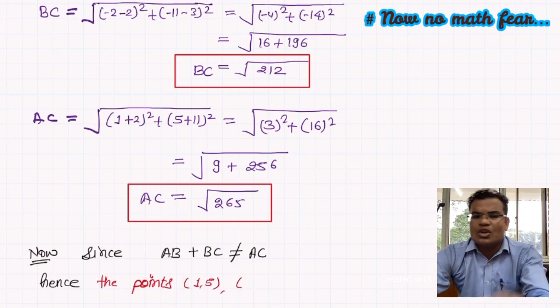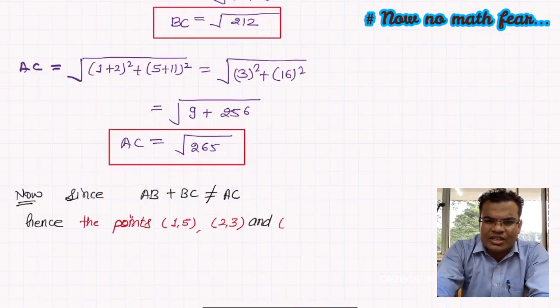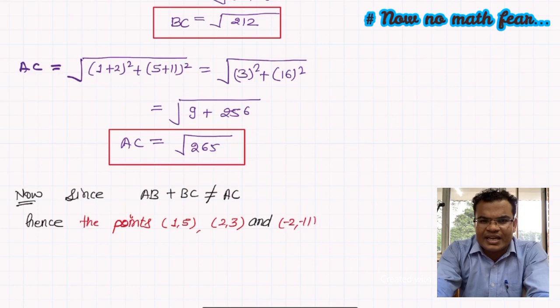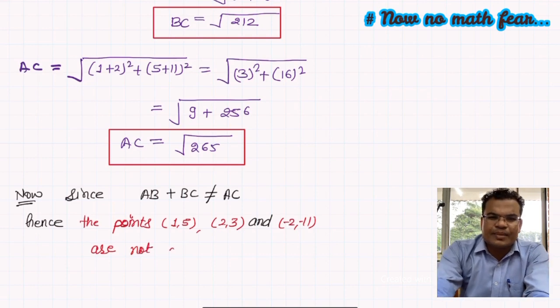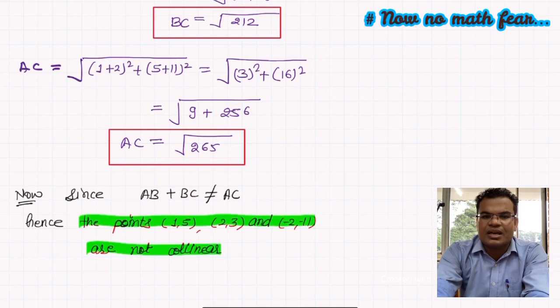This is the property of collinearity. These are very simple. We are adding directly, and you will not get the sum of any two equal to the third one. So hence the points 1 comma 5, 2 comma 3 and minus 2 comma minus 11 are not collinear. I hope you understood. We'll go for the next question after this.